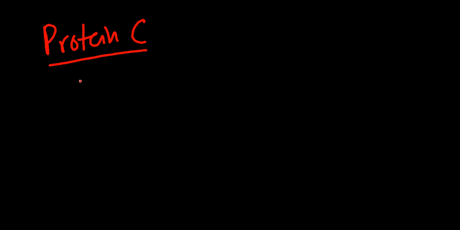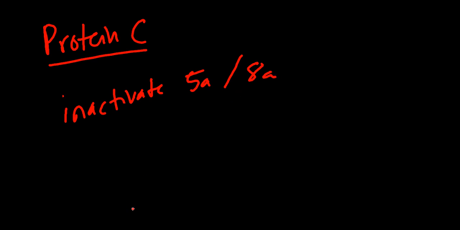Protein C. What does protein C do? Protein C will inactivate factor 5A and factor 8A. So factor 8A, this is our big one. Don't really care much about 5A. It'll inactivate factor 8A. When you can't do that, you won't coagulate as well. So if you inactivate factor 8A, it can't activate factor 10, and you don't coagulate as well. So protein C, that's just the function of protein C.